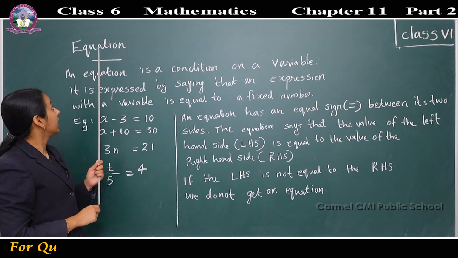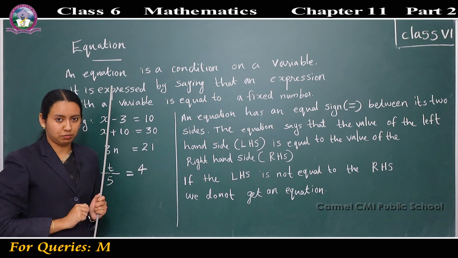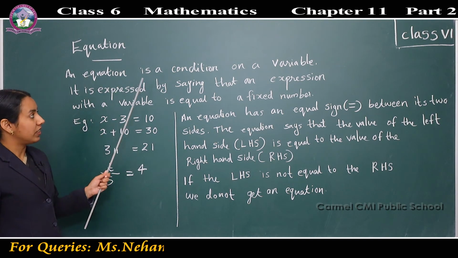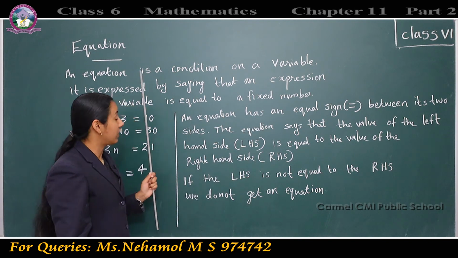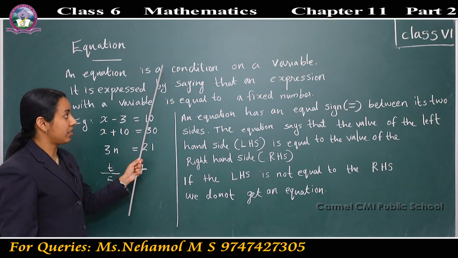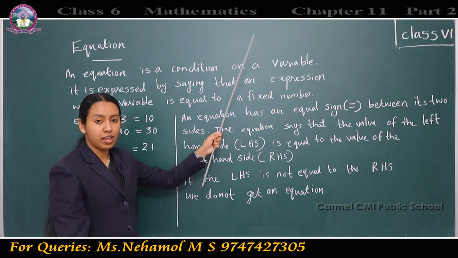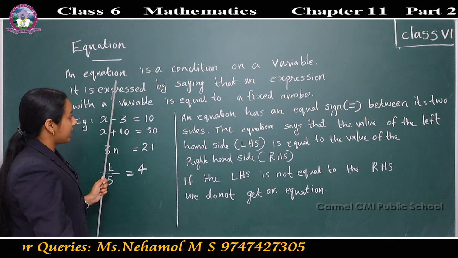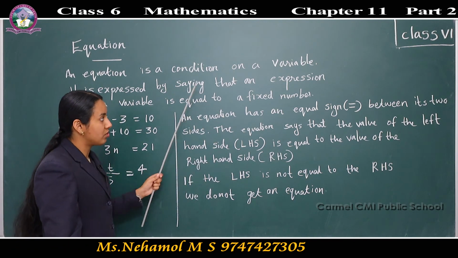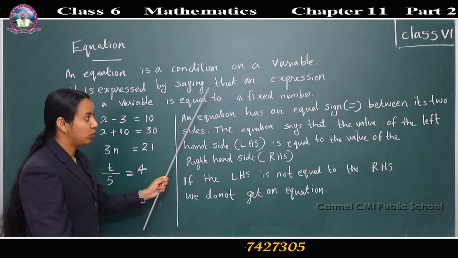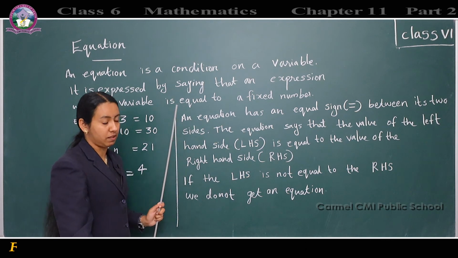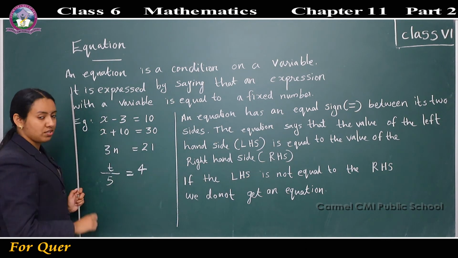Next topic, equation. What is an equation? An equation is a condition on a variable. It is expressed by saying that an expression with a variable is equal to a fixed number. For example, some equations are given here.